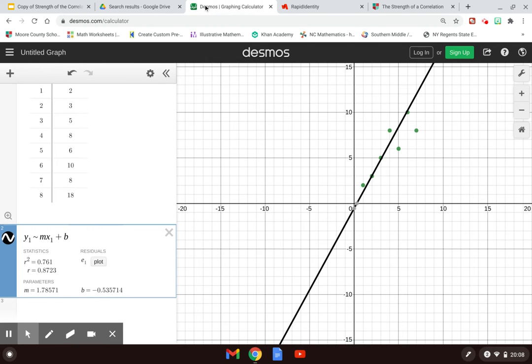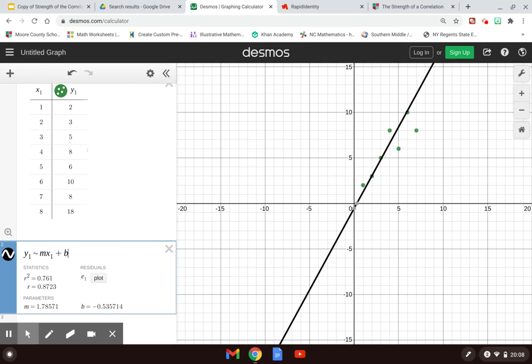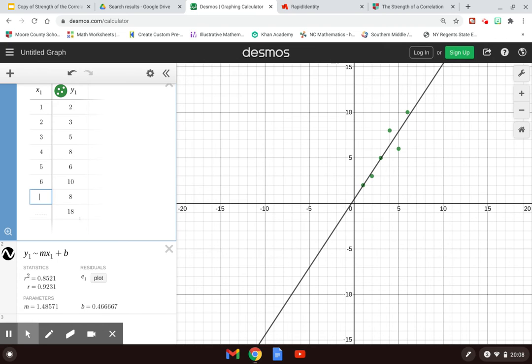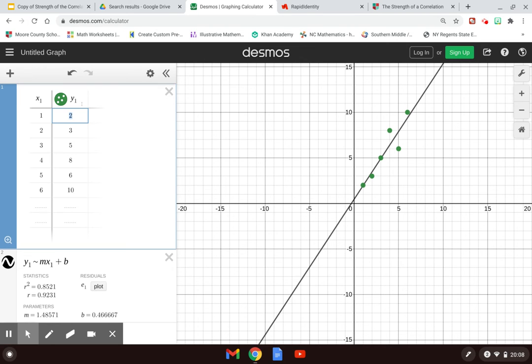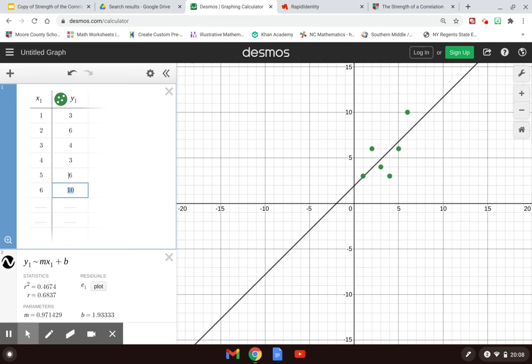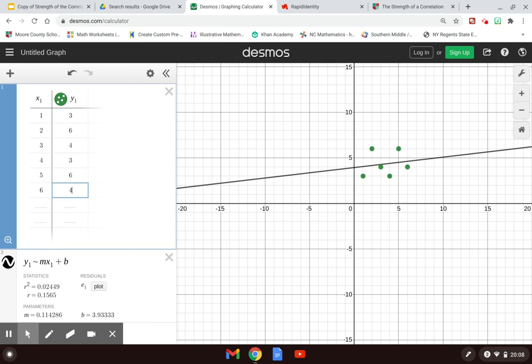All right. So easy way to do this is if you leave everything set as it is, and some of you may have already figured this out when you used Desmos before. We'll just take these values out because I'm still doing 1, 2, 3, 4, 5, 6. And then I'll just come up here and change that to 3, 6, 4, 3, 6, 4. All right, so I get something that looks like this.